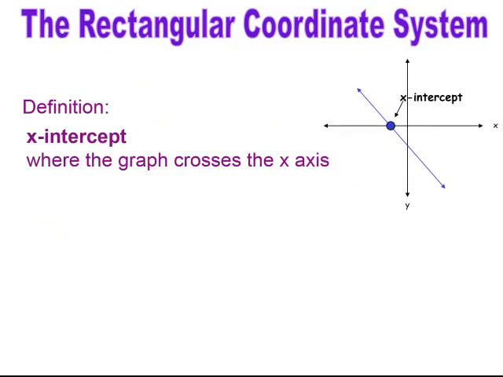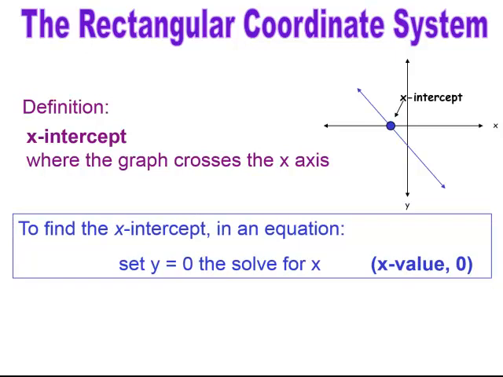Now some definitions. The x-intercept is where the graph crosses the x-axis. For any ordered pair with a point on the x-axis, all the y values on the x-axis equal 0. So to find the x-intercept in an equation, you set y equal to 0 and solve for x. Your ordered pair would have an x value, and the y value will be 0.